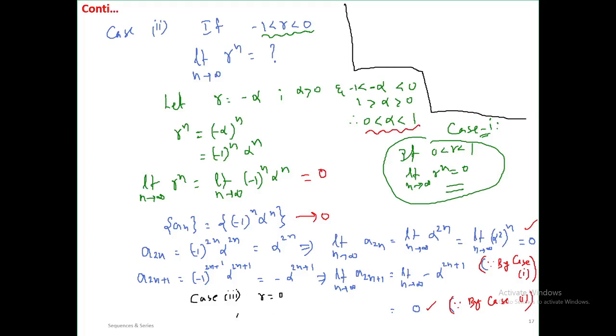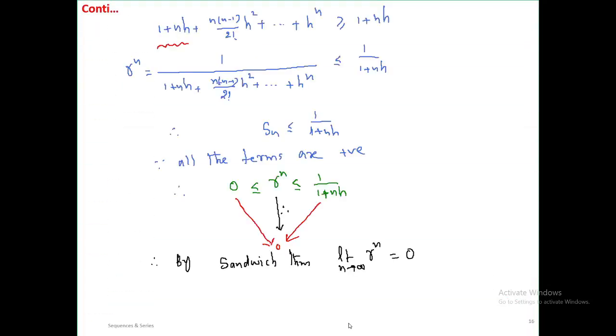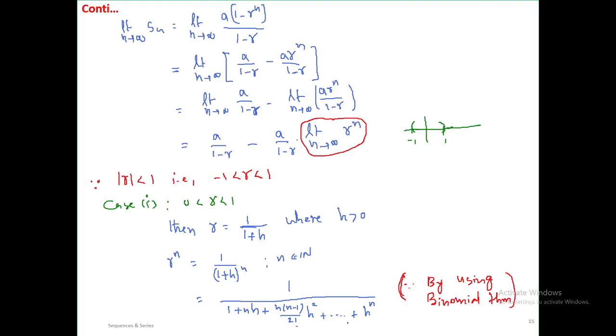So now what is the limit? Limit n tends to infinity, r power n. Now this is limit n tends to infinity, 0 power n, which is nothing but 0 only, right? So this is nothing but 0 only. So in all the cases I got the limit value is 0. Then go back to your statement. So if r is from minus 1 to 1, this value is always 0.